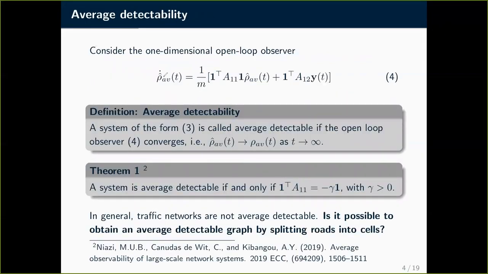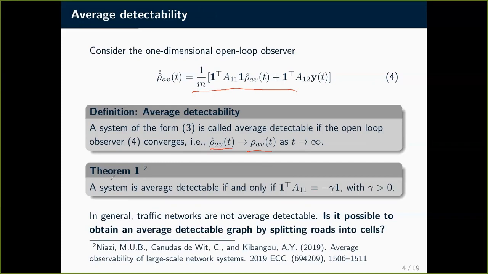As the estimator, we will consider a simple open loop observer, in which the only difference is that we are omitting the effect of sigma, because as we said, it is an unknown signal. And we introduce the definition of average detectability, which states that a system is called average detectable if and only if this open loop observer converges, which means that the estimate of the average density, rho hat, goes to the real value as time goes to infinity.